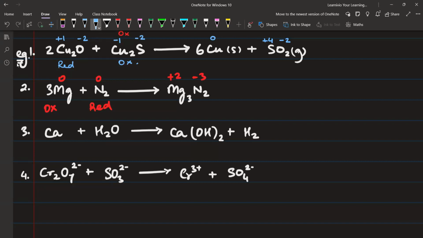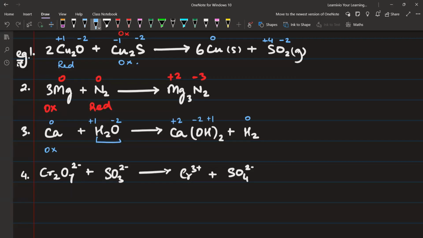Now, this we have already done. Calcium in its free state will be 0. Hydrogen will be +1, and oxygen will be -2. In the individual oxidation states, calcium here is going to be +2, the oxygen in combined state -2, and hydrogen in combined state +1. H2 here is going to be 0. Now, if you look at calcium, what has happened to calcium? It has been oxidized.